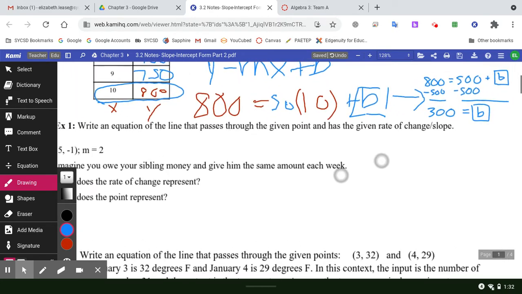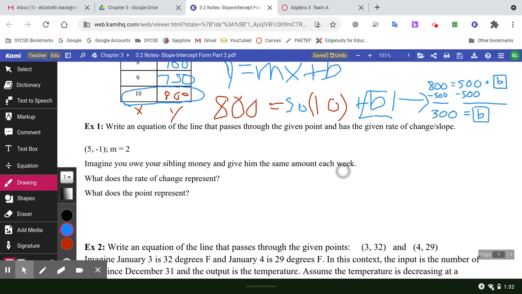In example 1, we are writing an equation of the line that passes through the given point and has the given rate of change, or slope. So we're applying a context to this information and imagining that you owe your sibling money and give him the same amount each week. So if the slope is 2, then the rate of change would mean $2 per week.